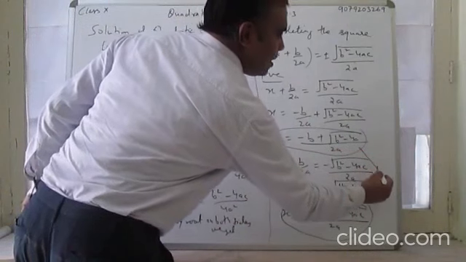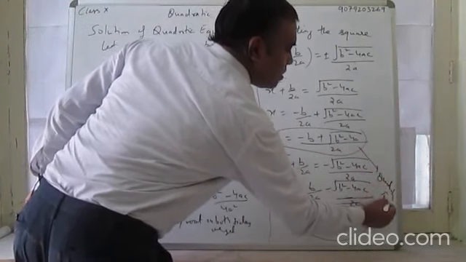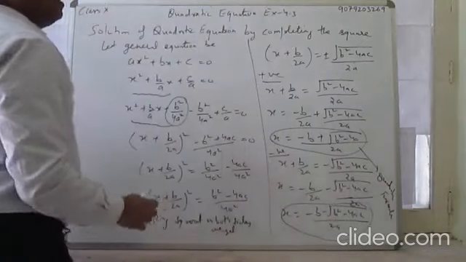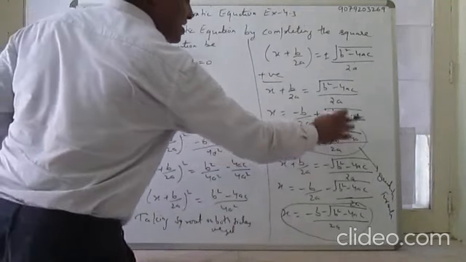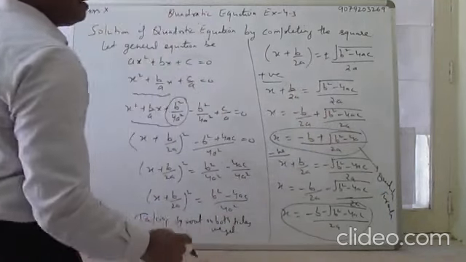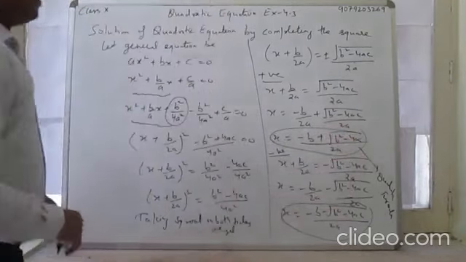What will you call this? Quadratic formula, where a is the coefficient of x square, b is the coefficient of x, and c is the constant term: x equals minus b plus minus under root b square minus 4ac upon 2a.